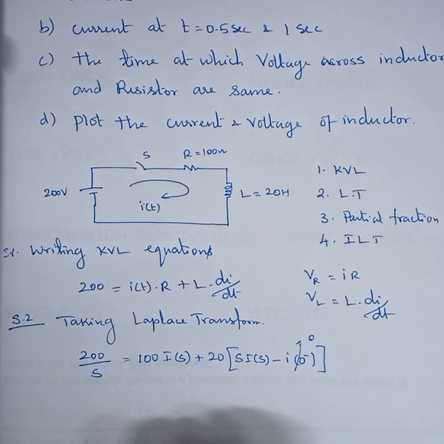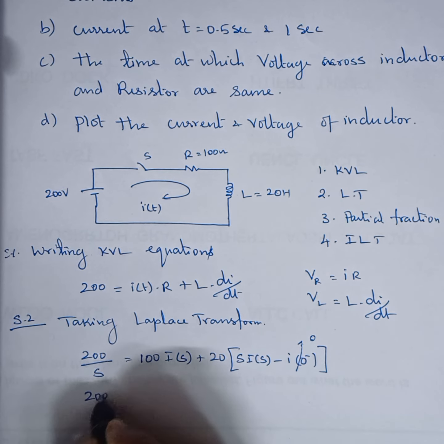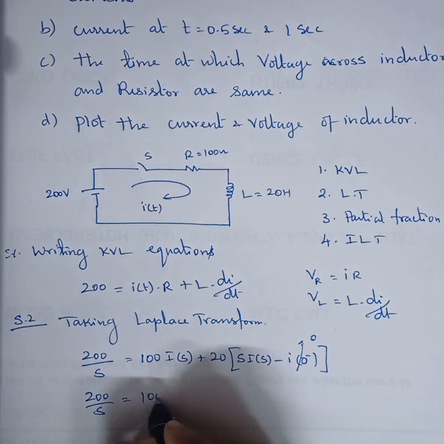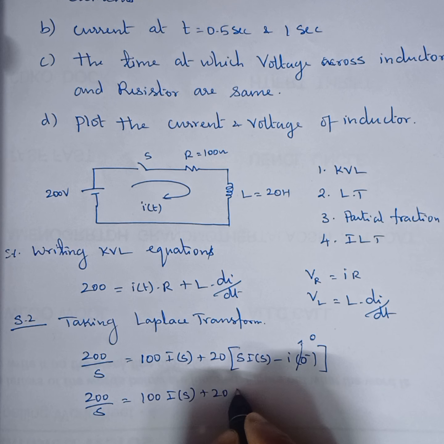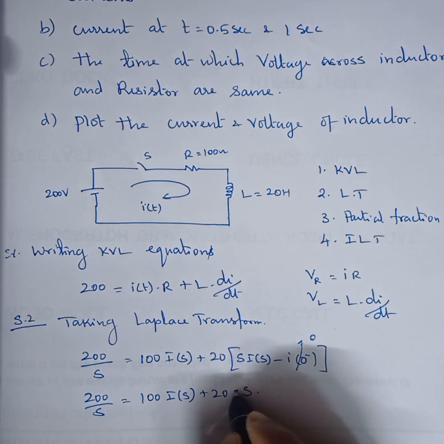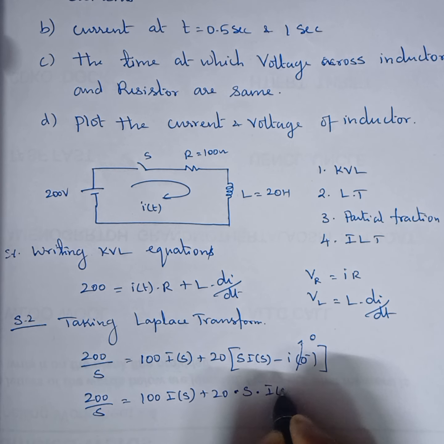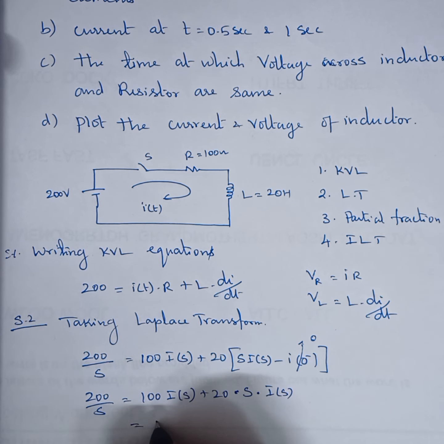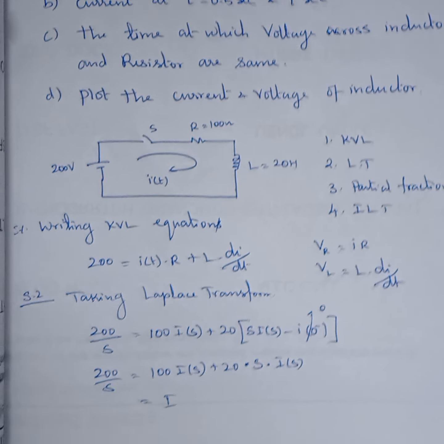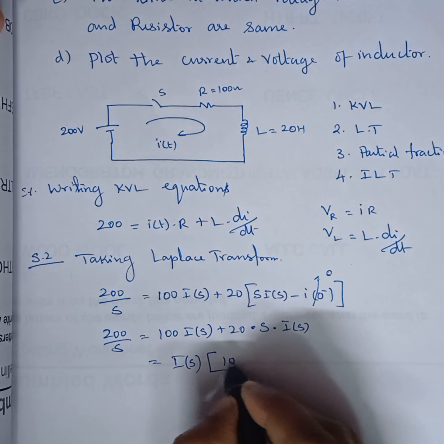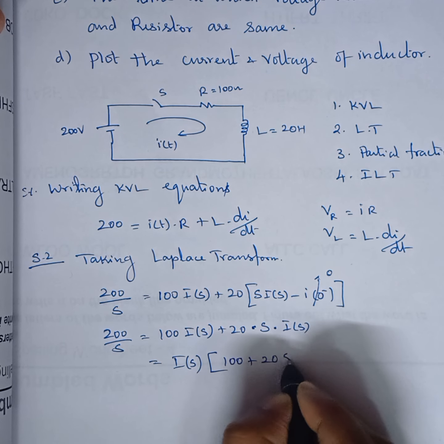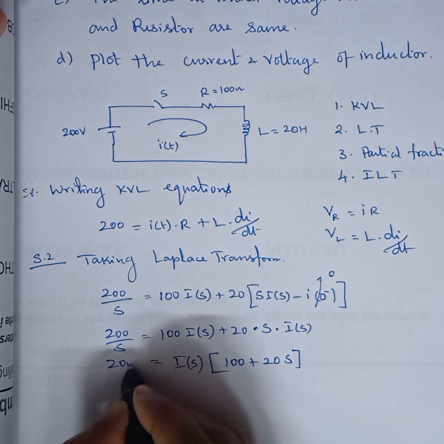So what we get here is 200 by S equal to 100 I of S plus, as this is 0, 20 S into I of S, which is a multiplication. So I of S is common, and we get I of S times 100 plus 20 S equals 200 by S.